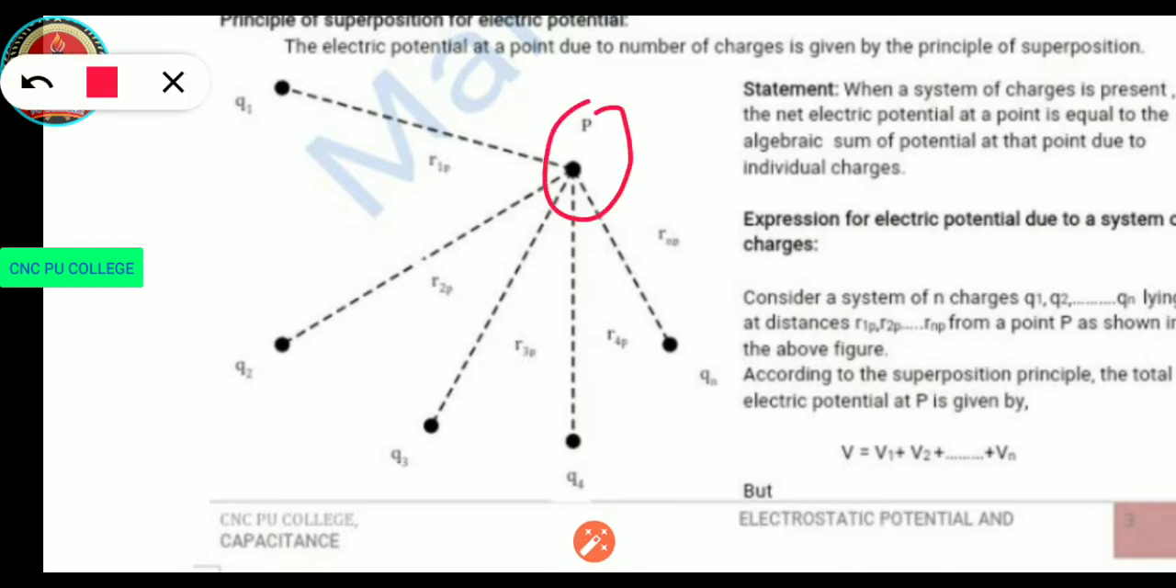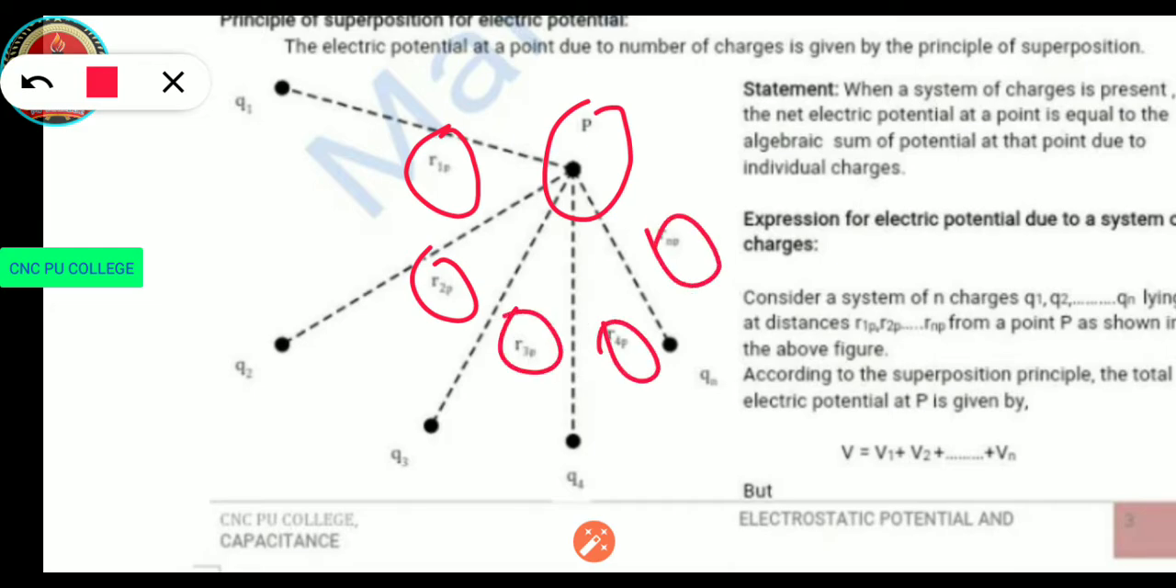As we all know, potential depends on the distance, hence we are considering the distance of point P from all the charges. R1P is the distance of point P from the first charge, R2P is the distance of point P from the second charge, R3P, and in the same way RNP is the distance of the common point P, where we have to find the potential due to all the charges, that is, due to the system of charges.